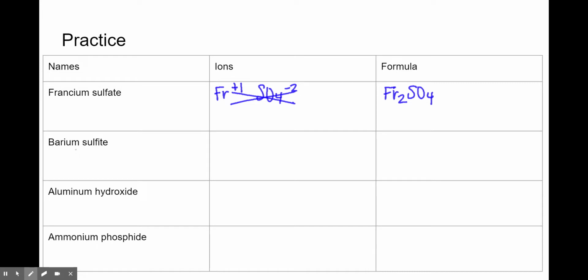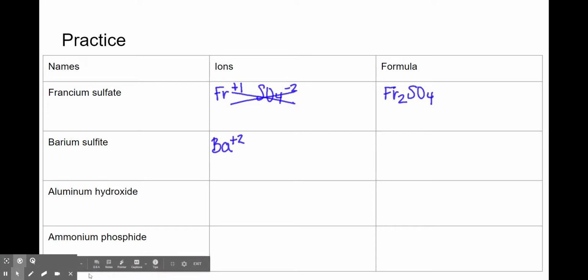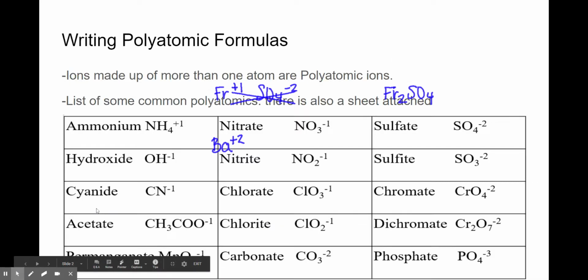I'm going to continue on with answers now. Next, we have barium sulfate. Barium is on the periodic table. Its symbol is Ba. It's number 56. It's in group 2A, so its charge is +2. Then I have sulfite. When I look at my list, sulfite is SO3. Its charge is also -2.